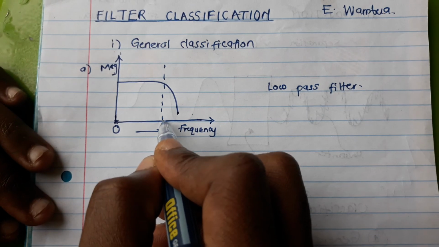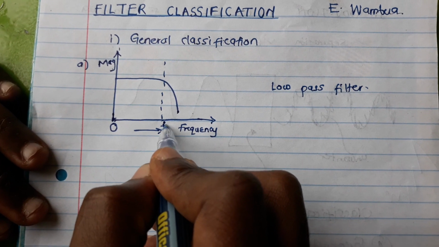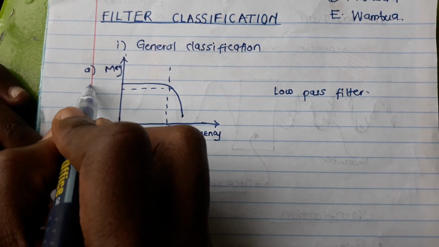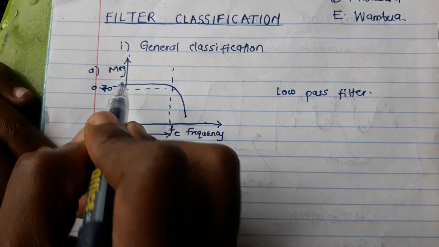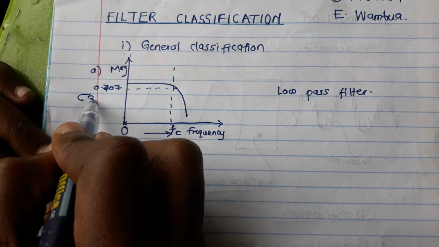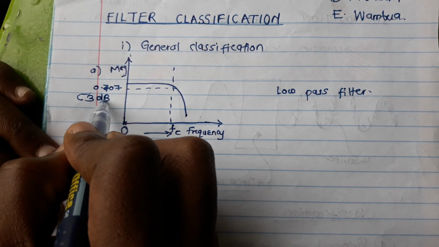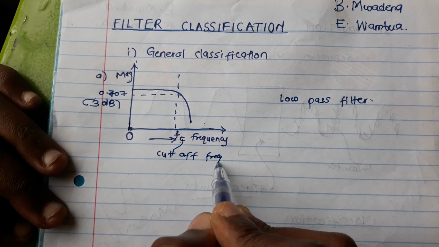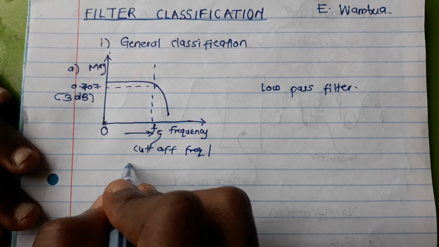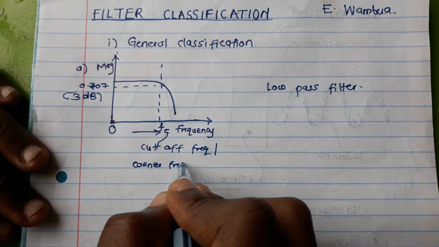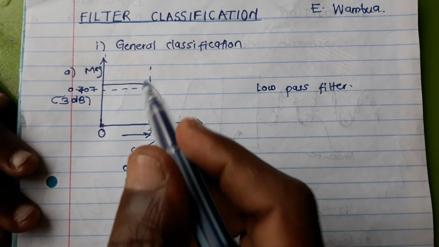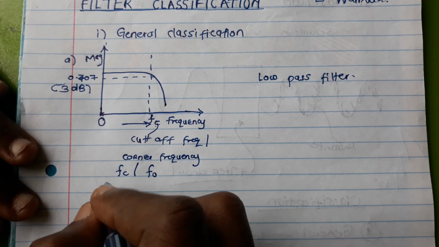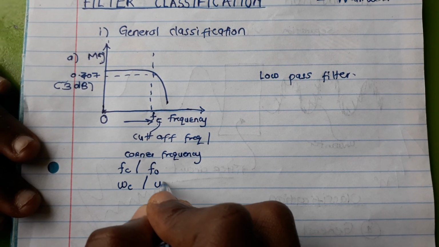Now, there are a few basic things that we'd like to introduce at this point as well. We have a point known as the cutoff frequency, FC. Cutoff frequency is the point where the filter response reaches 0.707, which in decibels corresponds to 3 decibels. It's either known as the cutoff frequency, or other people call it the corner frequency, usually denoted as FC or F0. Or in other texts you might see omega C or omega naught.